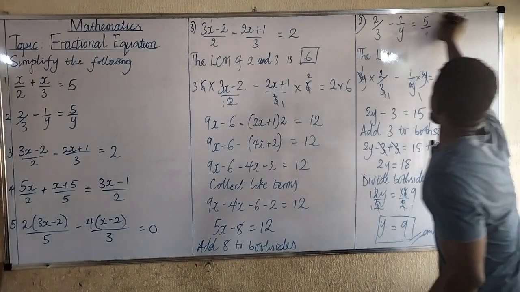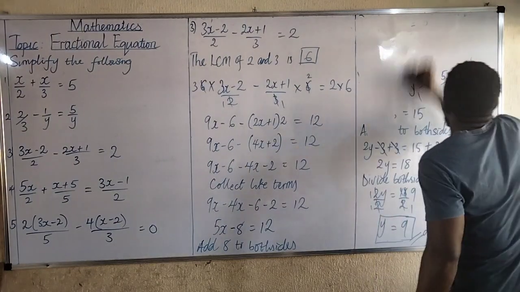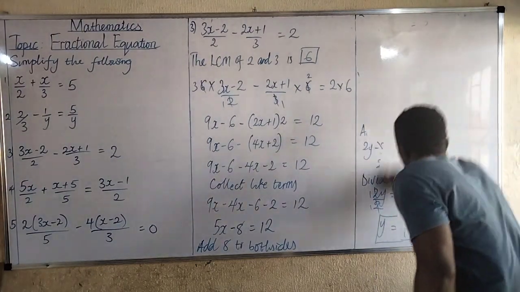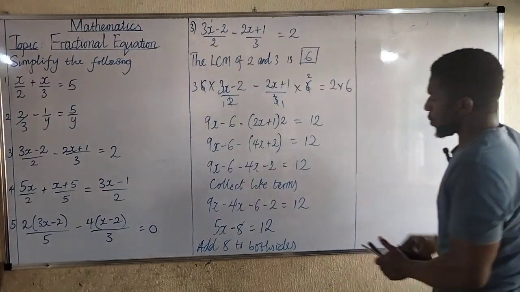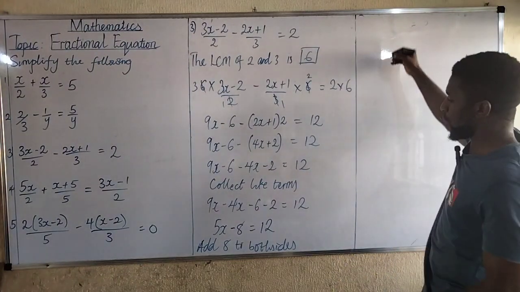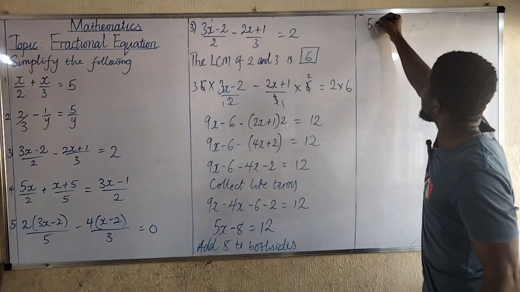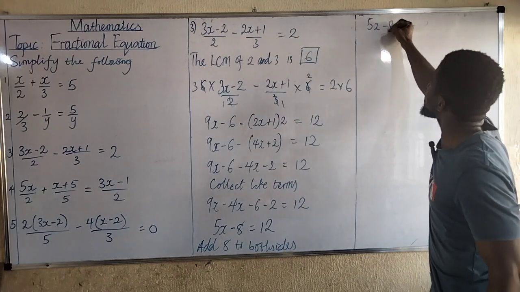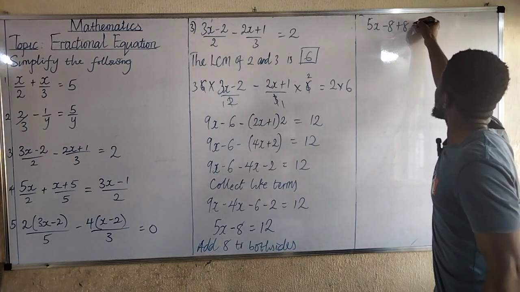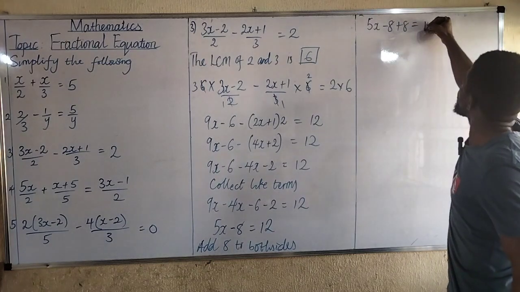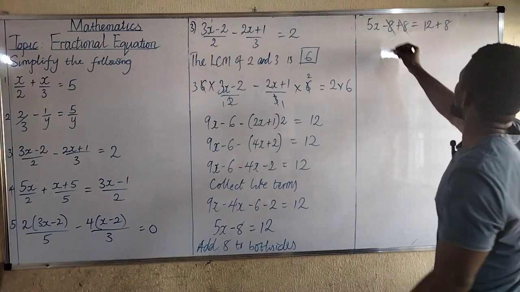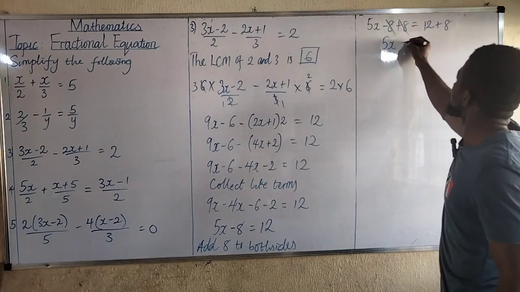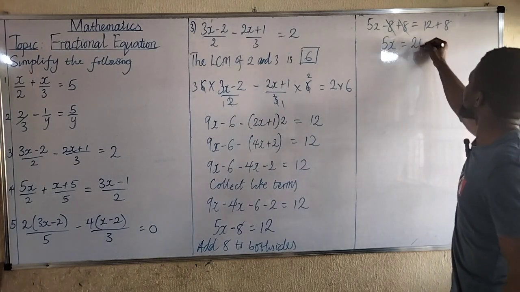Let me erase this one on the board so that we can complete number 3 here. So add 8 to both sides. We are going to have 5x - 8 + 8 = 12 + 8. Minus 8 plus 8 becomes 0. So I have 5x = 12 + 8, which is 20.